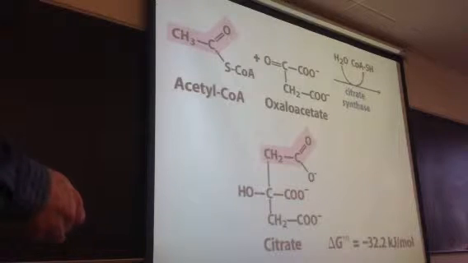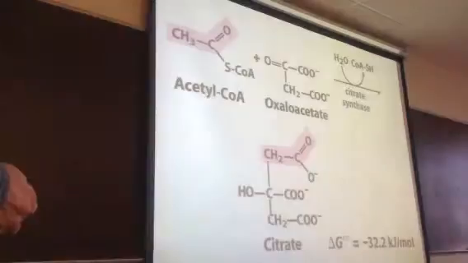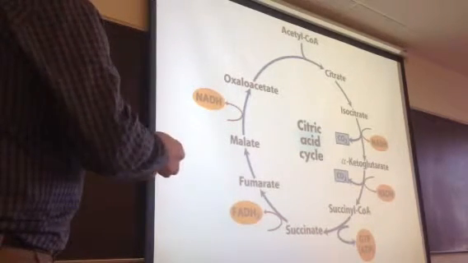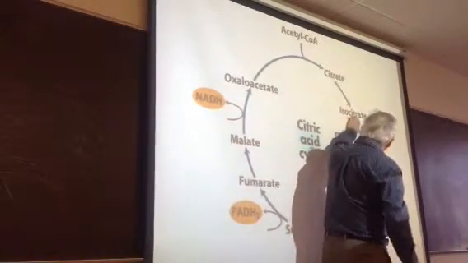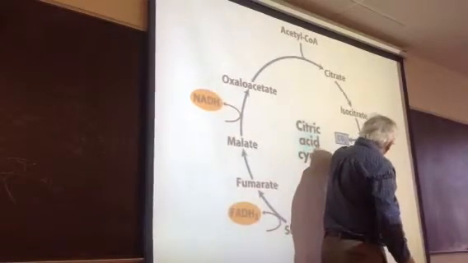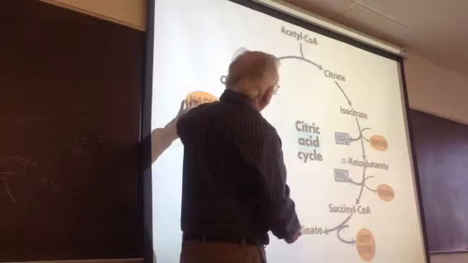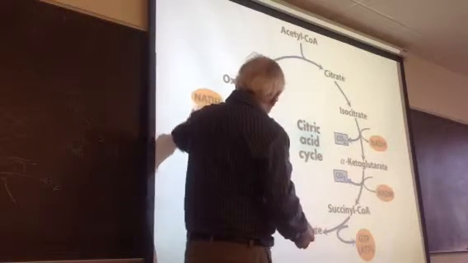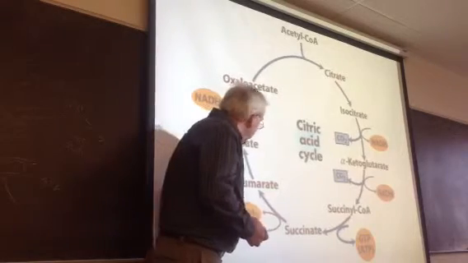This is a strongly downhill reaction, negative 32 kilojoules per mole. So acetate flows in there to make citrate. And then we go around in a big circle. We do all these different reactions, some of which are oxidative in nature. So there's 1, 2, 3 places where a pair of electrons get donated to NAD to make NADH. There's a separate one where a pair of electrons are donated to FAD.